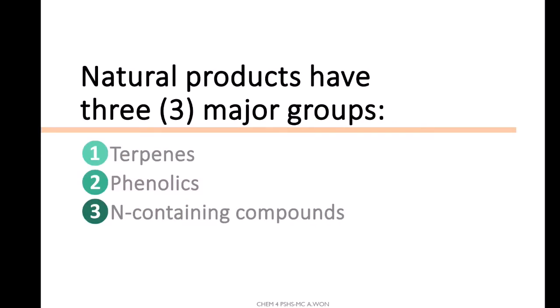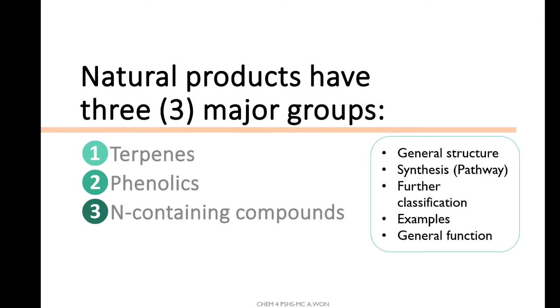Now, let's move on to the types of natural products. There are 3 major groups of natural products. One is terpenes, second phenolics, third nitrogen-containing compounds. For each type, we are going to discuss the general structure, the synthesis or synthetic pathway, the further classification or subcategories under that major group, and some examples and their general functions. So let's start.